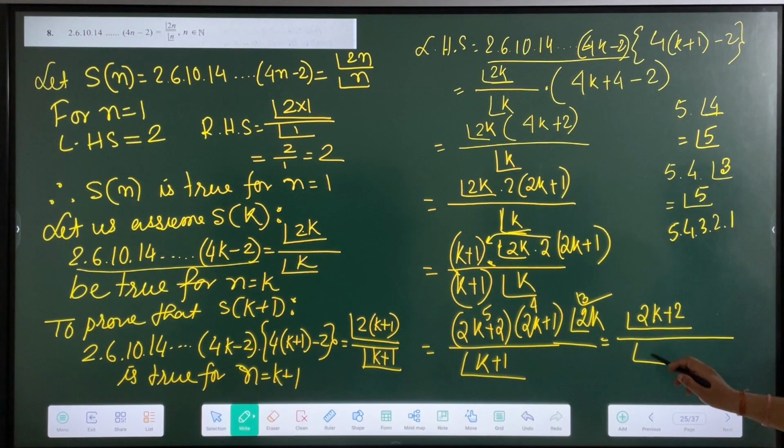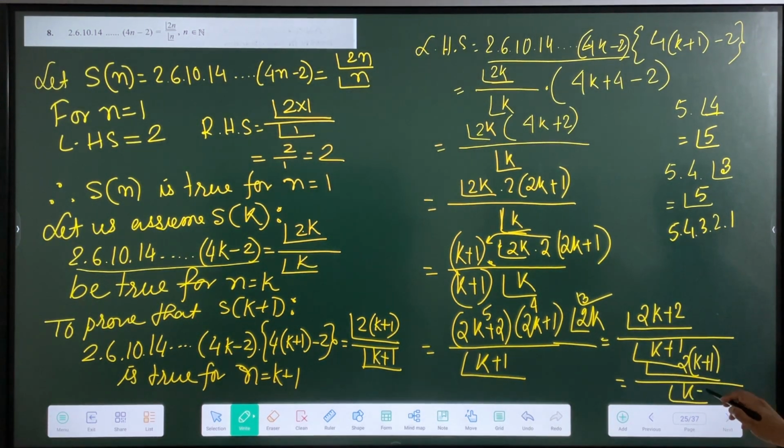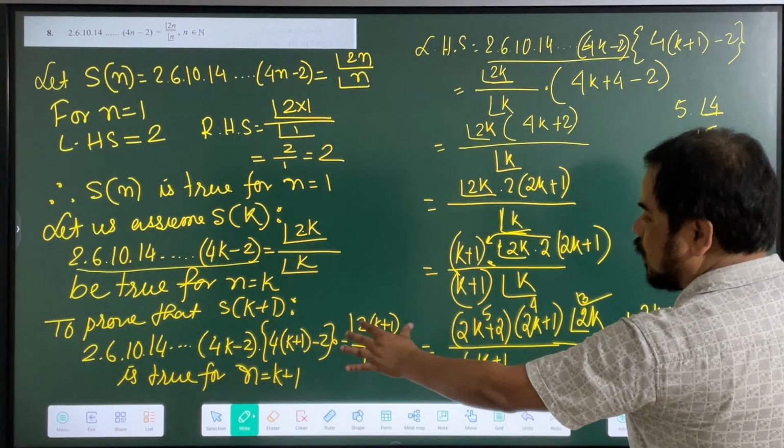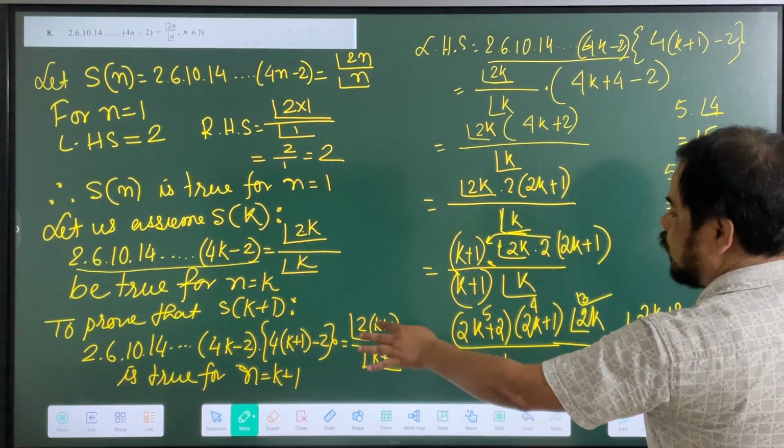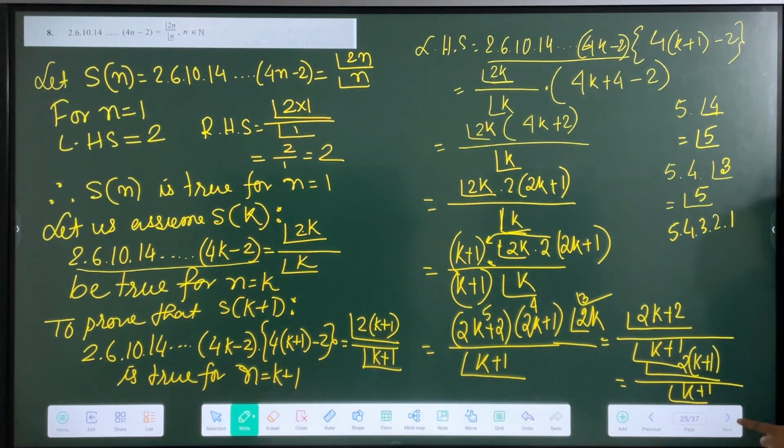And factorial k plus 1. This one more line we will write: factorial 2k plus 2 into k plus 1. 2 is just taken common so that you can make it similar to the right hand side. 2 is taken common here, 2 into k plus 1. I hope you understand. Equals the right hand side.